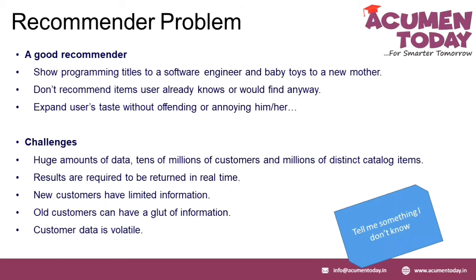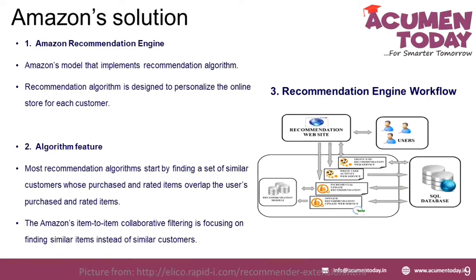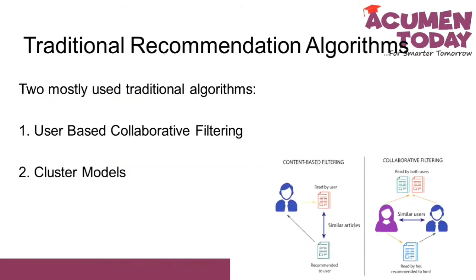Right? So that is what my recommender system should be. For doing that, I need to have the recommendation engine built up, and it would have all the various different components of web scraping, customer data analytics, customer behavior analytics, consumer analytics, product analysis, the models, and of course the algorithm feature that I would bring in to do collaborative filtering or focus on something else. So let me get into this. Two most widely used traditional algorithms are user-based collaborative filtering and cluster models.